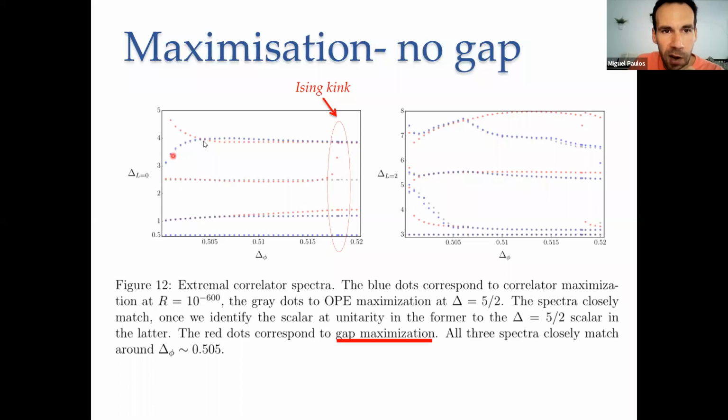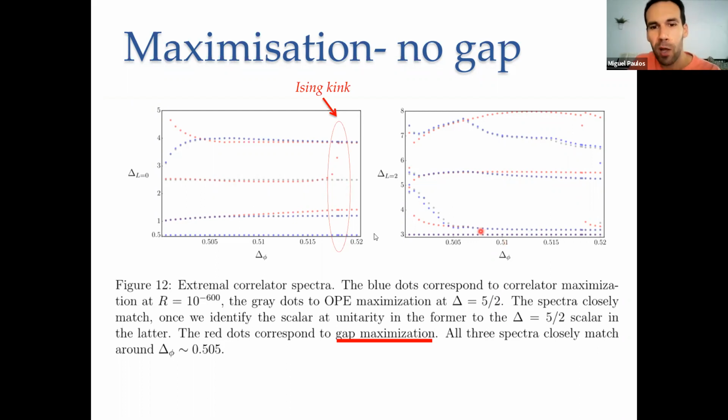The blue dots are correlator maximization at R of 10 to the minus 600, so very small. And the gray dots, which mostly you cannot see because they lie on top of the blue dots, are the OPE maximization at 5/2 that I mentioned. So both correlators indeed seem to agree. Here's an operator at 5/2 for OPE maximization, and here there's this one at unitarity in correlator maximization. These will appear separately, of course, but all other operators seem to closely match.